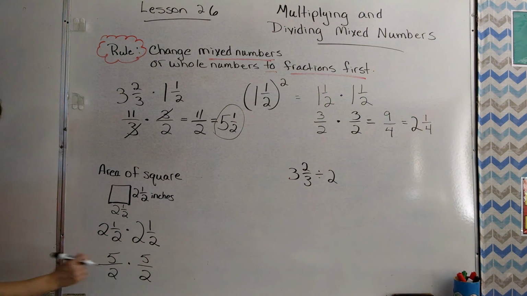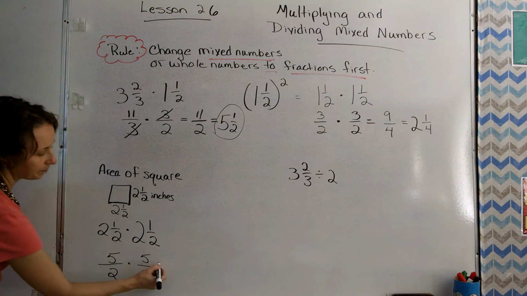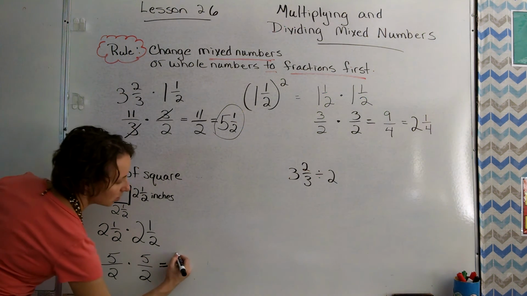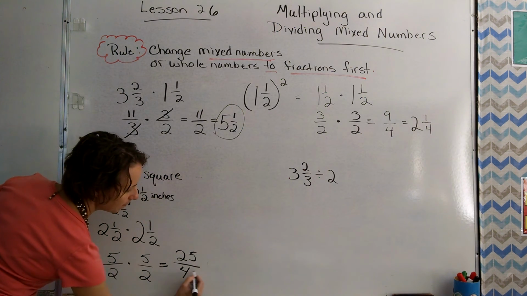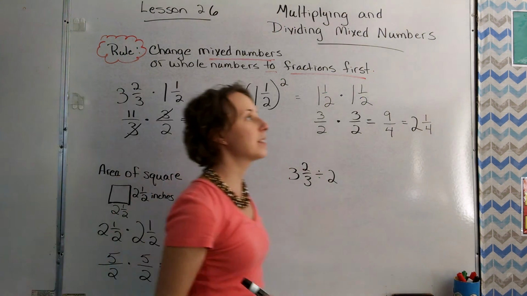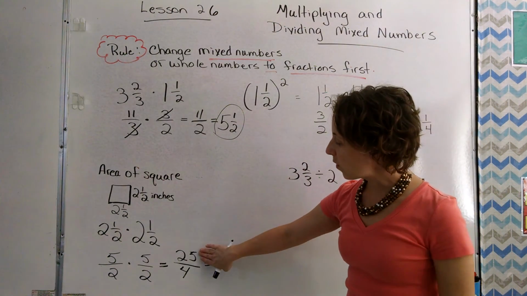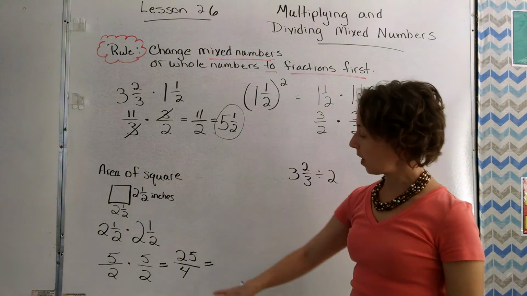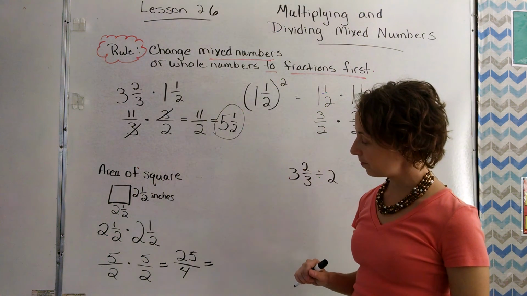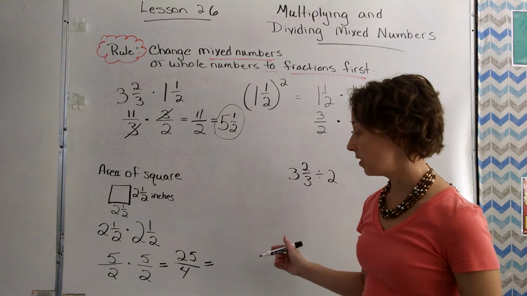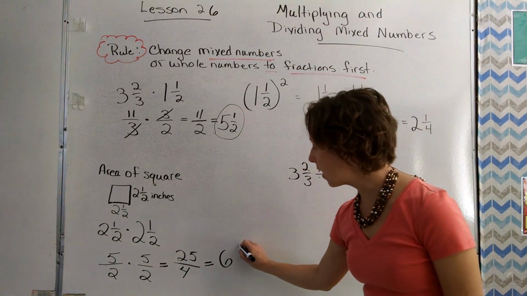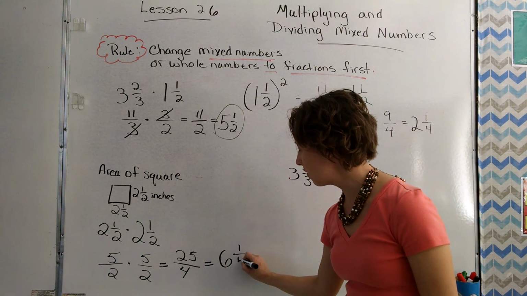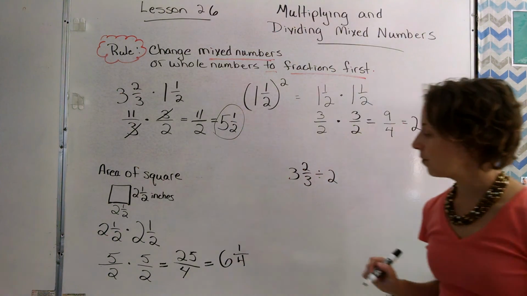5 halves times 5 halves. Cancel out if there's anything to reduce. There's not. 5 times 5 is 25. 2 times 2 is 4. Now let's turn it back into a mixed number. Take 25 and divide by 4. How many 4s are there in 25? Well, there should be 6 4s. 6 times 4 would give me 24, with 1 left over to get up to 25. Keep your denominator, 6 and 1/4.